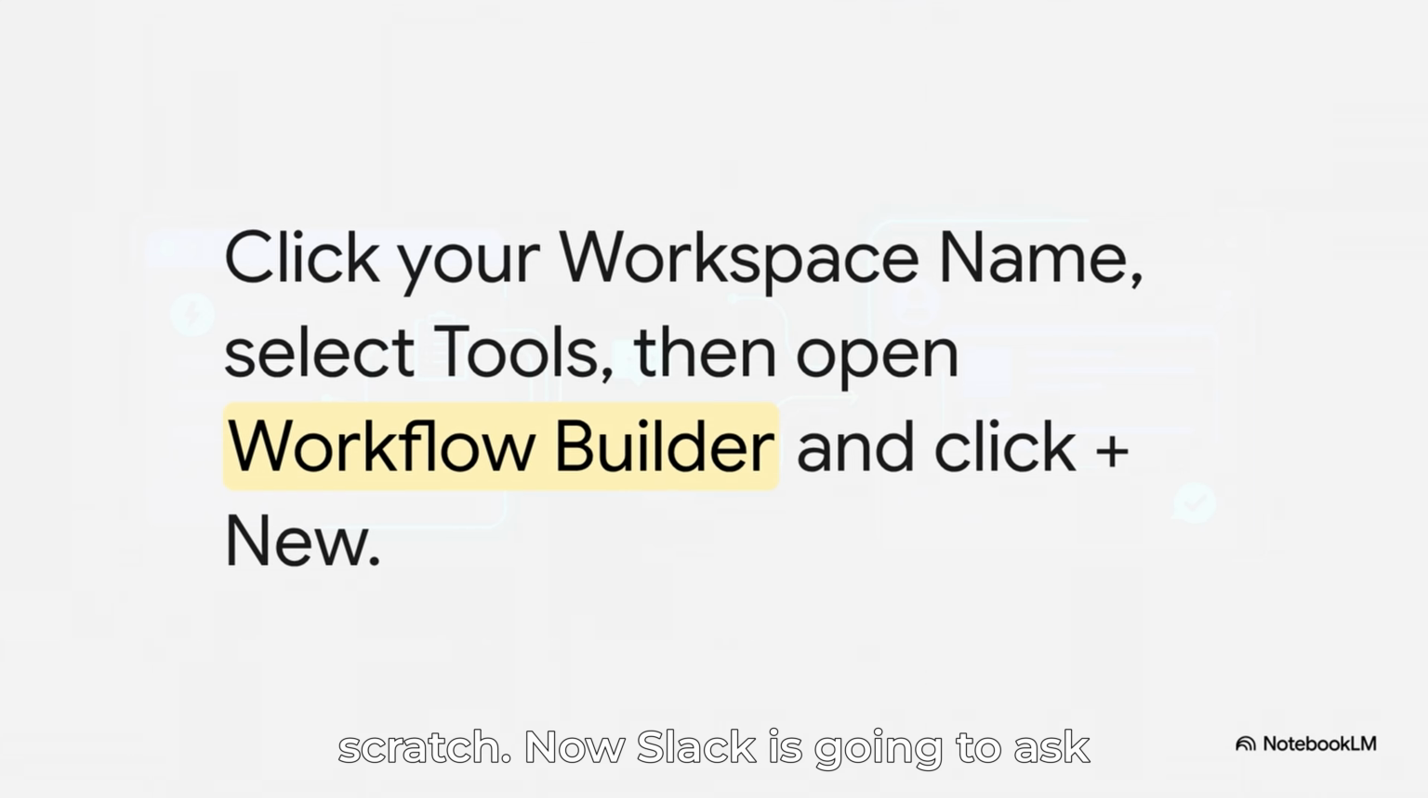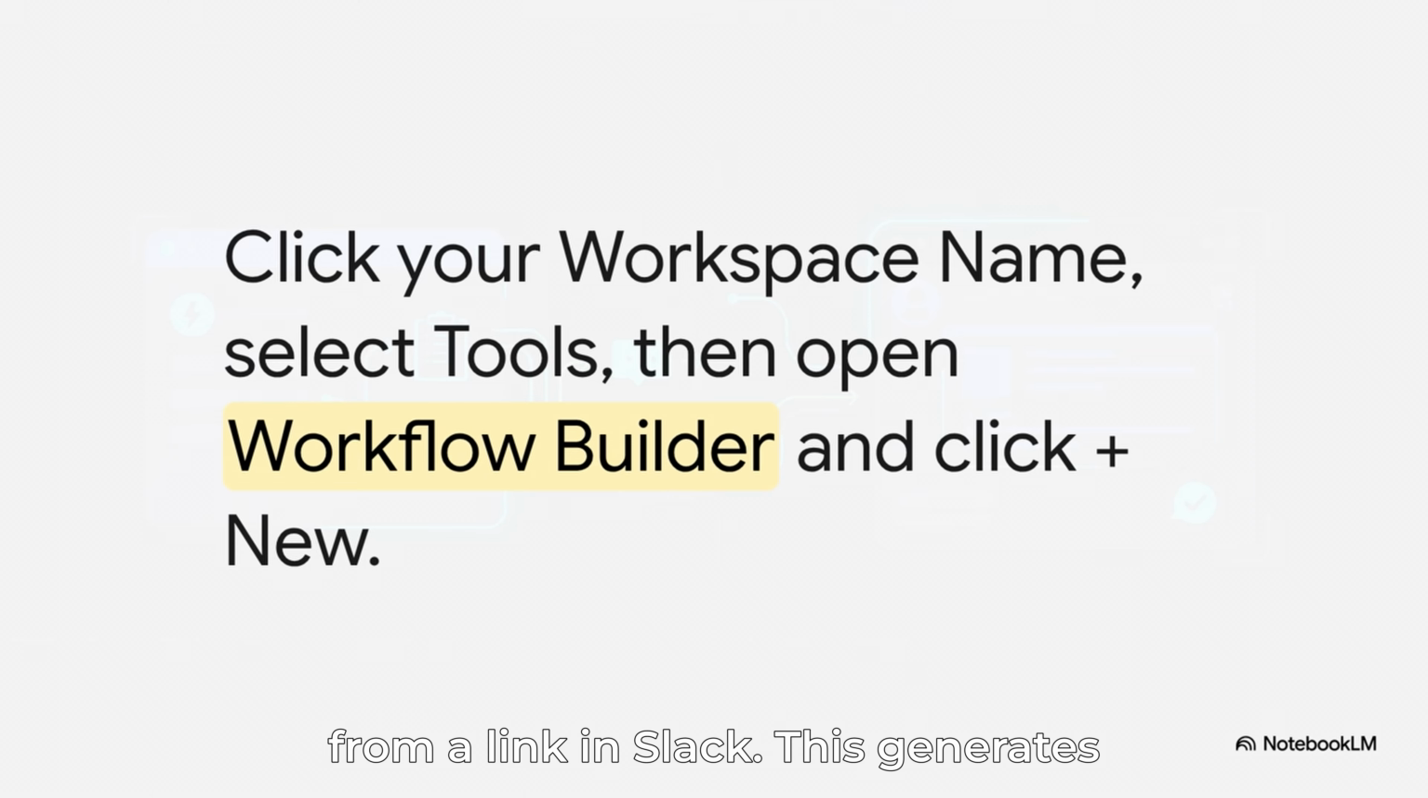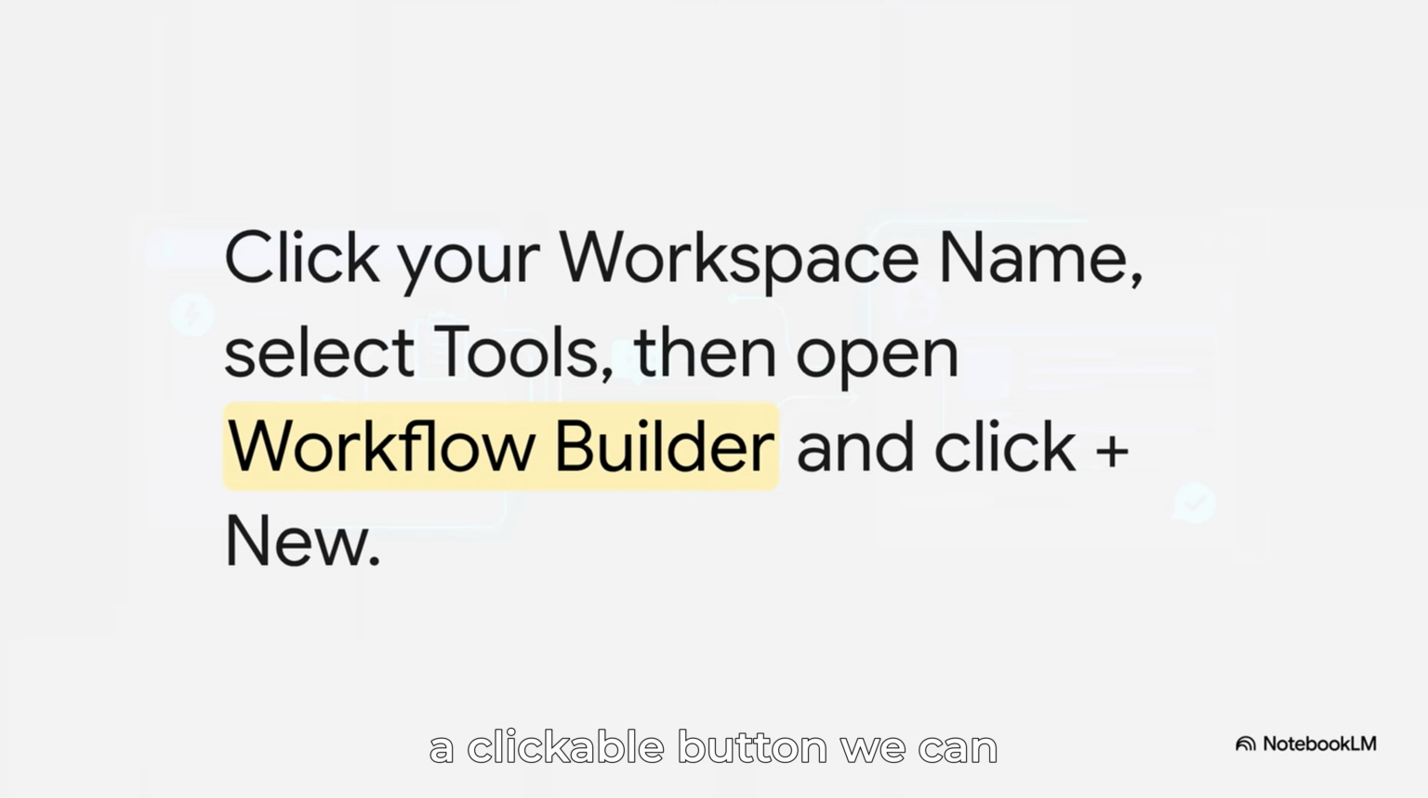Now Slack is going to ask us for our trigger. For a support bot, the absolute best trigger is from a link in Slack. This generates a clickable button we can put basically anywhere, in channel bookmarks, pinned messages, or even a canvas.